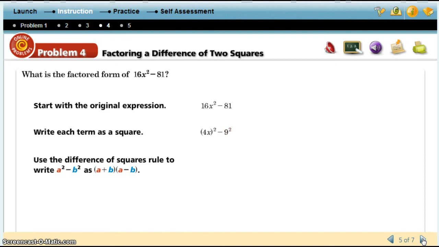Use the difference of squares rule to write a squared minus b squared as the quantity a plus b times the quantity a minus b. Like I said, the 4x represents your a and the 9 is your b. A is 4 times x and b is 9. So the factored form is the quantity 4 times x plus 9 times the quantity 4 times x minus 9.